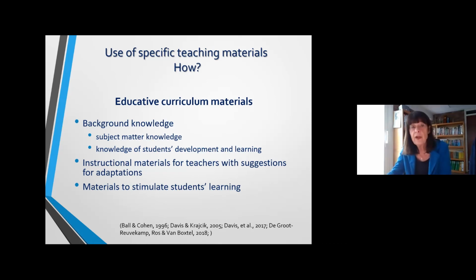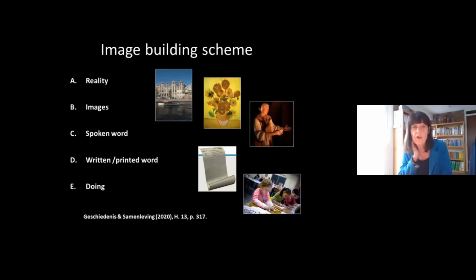And I have an example from my own textbook. It's called, for a Dutch-speaking audience, beeldvorming schema. I translated it as image building scheme. So it's what I said before. It's important that pupils get an image of the past, how people lived, how they worked, how they communicated. And this image is important to get a sense of time.